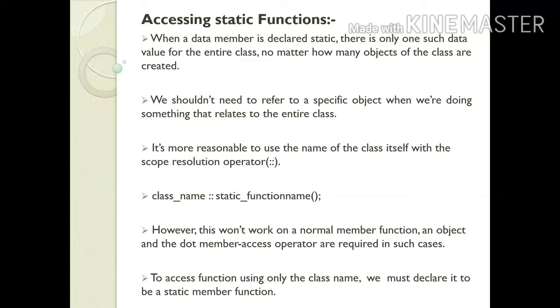Accessing static functions. When a data member is declared static, there is only one such data value for the entire class, no matter how many objects of the class are created. We should not need to refer to a specific object when we are doing something that relates to the entire class. It is more reasonable to use the name of the class itself with the scope resolution operator.